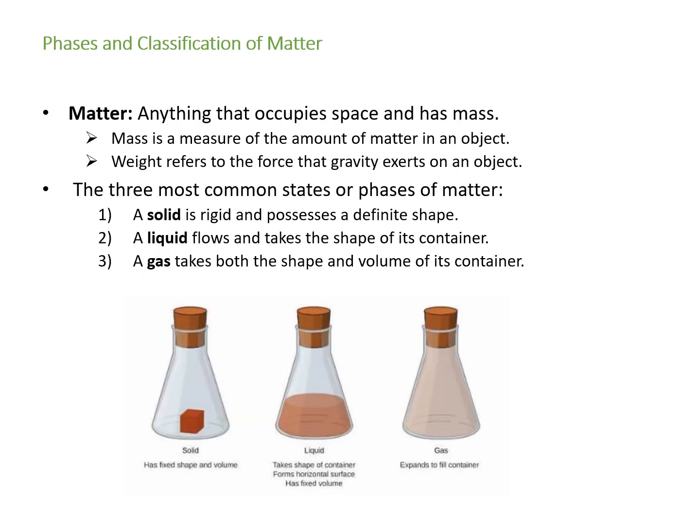First we must understand, what is matter? Matter is anything that occupies space and has mass. Mass is a measure of the amount of matter in an object, whereas weight refers to the gravitational pull that is exerted on that particular object. Now, the 3 most common states or phases of matter are a solid, a liquid, and a gas. A solid is very rigid.